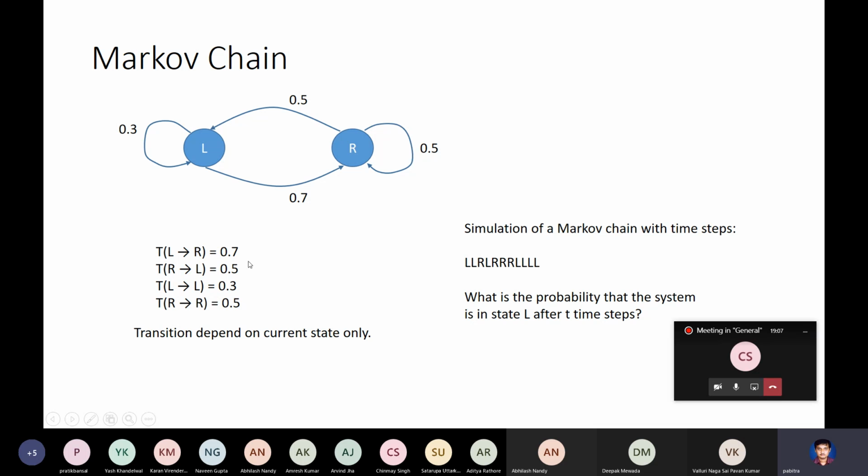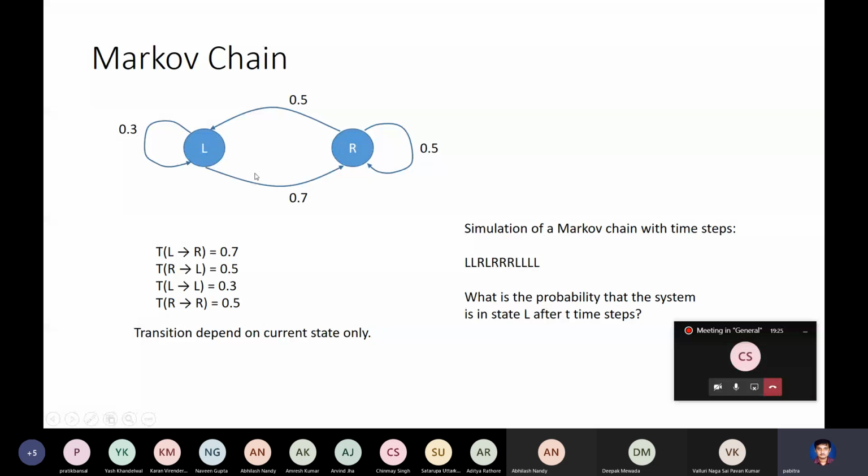So the process is something like this. You start with an initial state, then generate a random number. And note one thing, that if you add up all the outgoing probabilities for a particular state, they add up to 1. That's a requirement. Outgoing in the sense that it may come back to the same state. That is also considered as an outgoing transition.